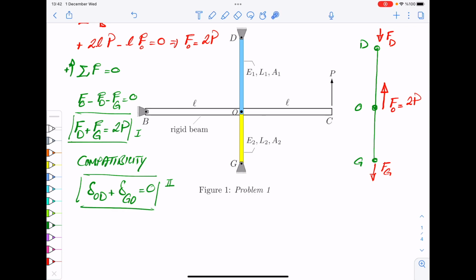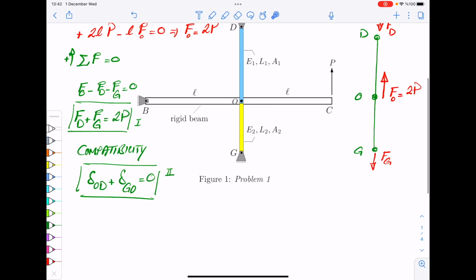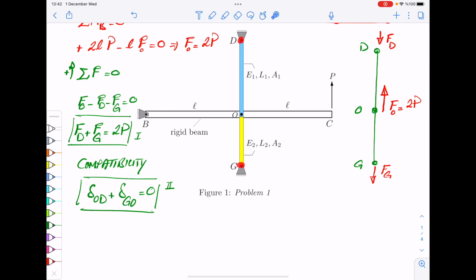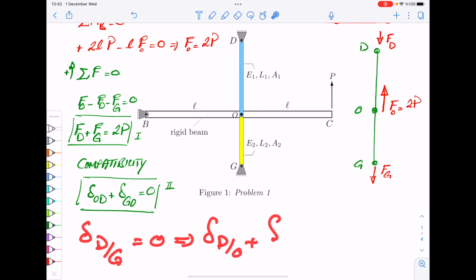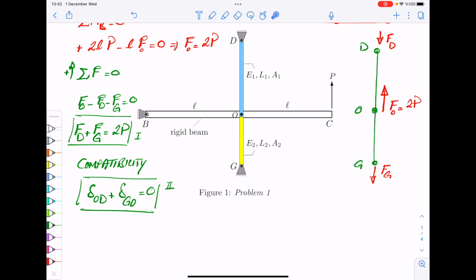On the other hand, for this compatibility, you can also think about it this way. These 2 points are fixed, right? Because you have 2 points fixed, the relative displacement between them is 0. So delta D with respect to G is 0, which is delta D with respect to O plus delta O with respect to G is 0, right? So it's the same equation. If you want to look at it less intuitively, you can also write it like that. In any case, you now have your compatibility equation and your equilibrium.